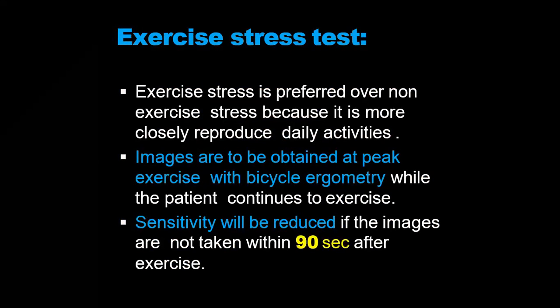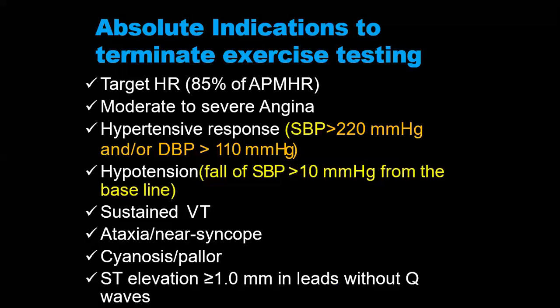Exercise test is performed over non-exercise stress because it more closely reproduces daily activities. Images are to be obtained at peak exercise with bicycle ergometry while the patient continues to exercise. Sensitivity will be reduced if the images are not taken within 90 seconds after exercise.